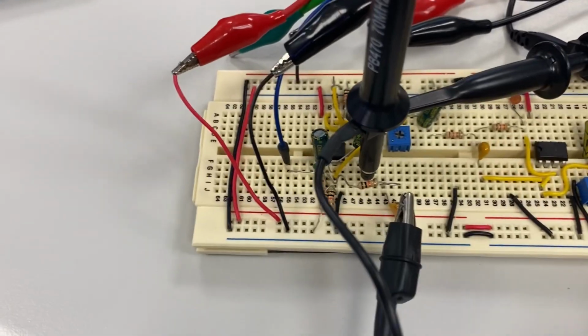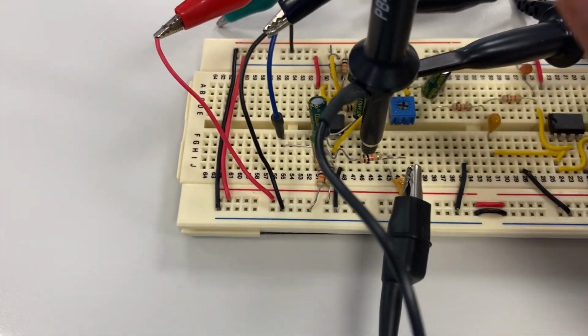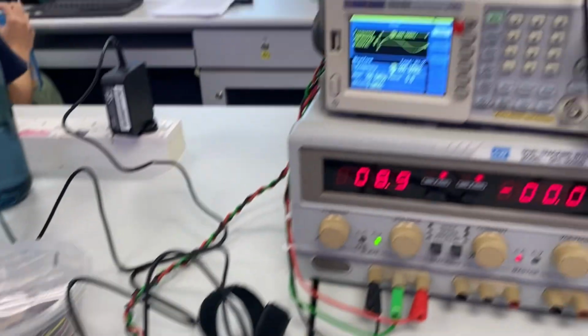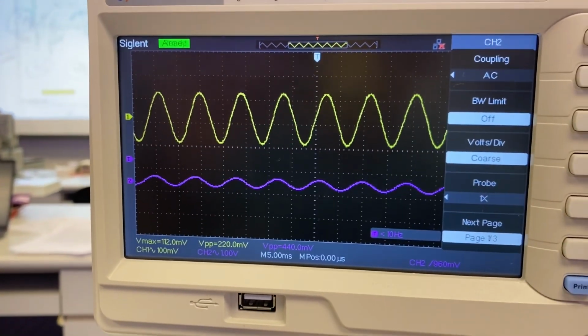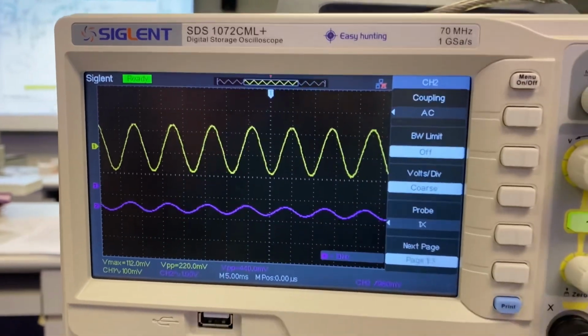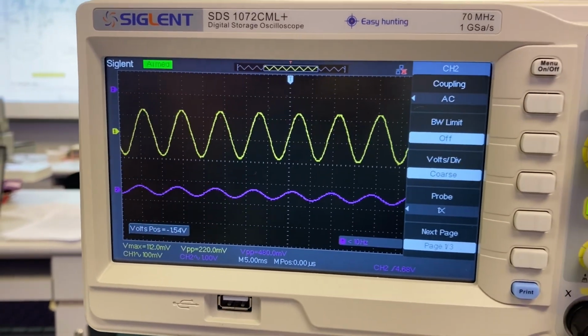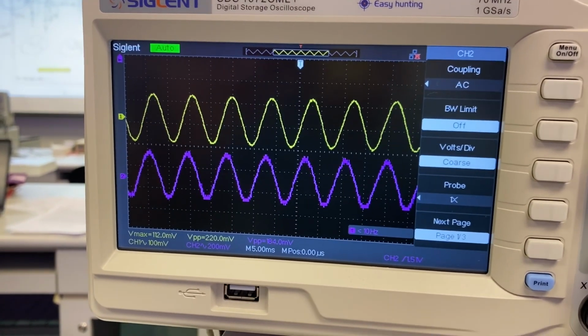When we place the probe of channel 1 to test point 1, we will get a reading of 200 mV peak to peak on the oscilloscope. We will keep the probe of channel 1 at test point 1, and by placing the probe of channel 2 to test point 2, it will give us an output of 400 mV.